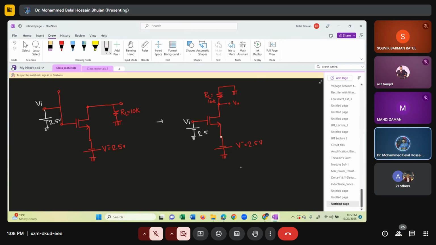This is our source. Source is connected to minus 2.5. Notice drain is connected to RL, 10K, which goes to the ground. This is where we get our V naught.